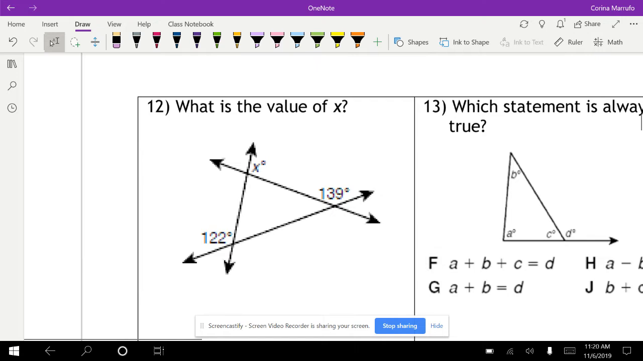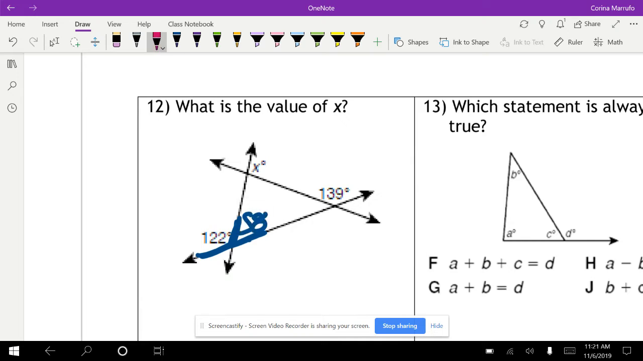All right, number 12 wants to find the value of x. So we start off with what they give us. So this is 122. We know 122 plus whatever this angle inside the triangle is has to add up to 180 because they make a straight angle together. So we're going to do 180 minus the 122 equals 58.